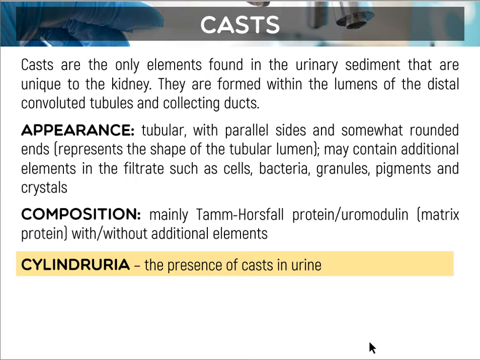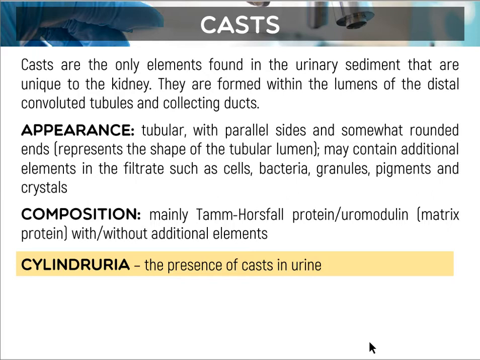So casts are unique to the kidney. They are formed within the lumens of the distal convoluted tubules and collecting ducts. Their appearance is tubular, with parallel sides and somewhat rounded ends. So they represent the shape of the tubular lumen. They may contain additional elements in the filtrate such as cells, bacteria, granules, pigments, and crystals. Its main composition is protein, guys: Tamm-Horsfall protein, or uromodulin.